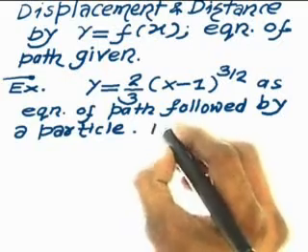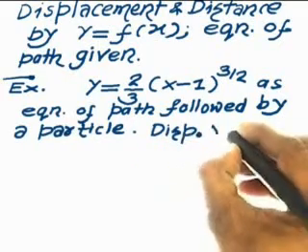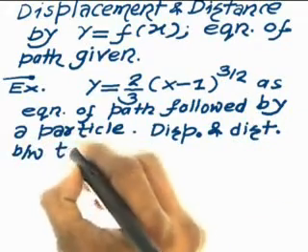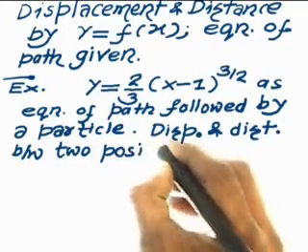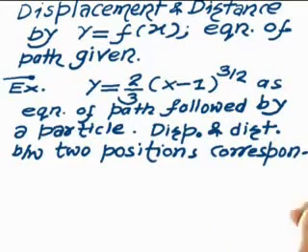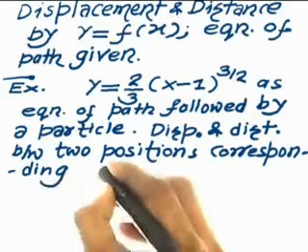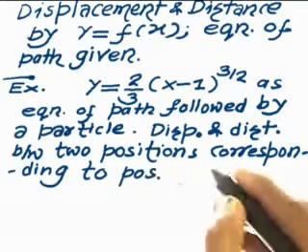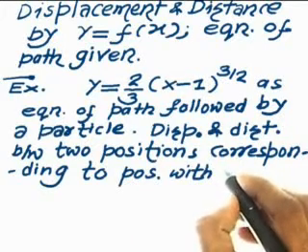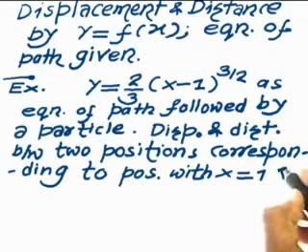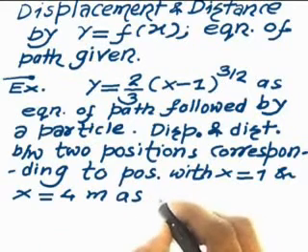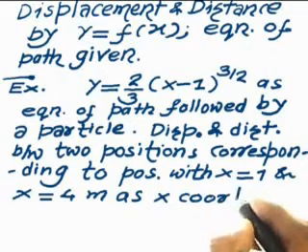We have to find displacement and distance between two positions, corresponding to positions with x equal to 1 and x equal to 4 meter as x coordinates.